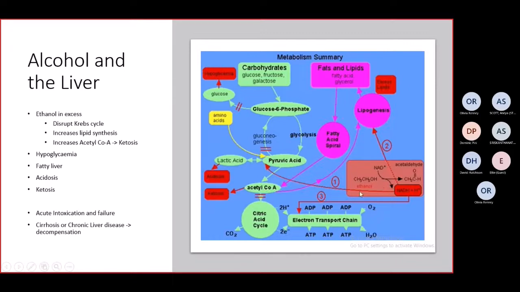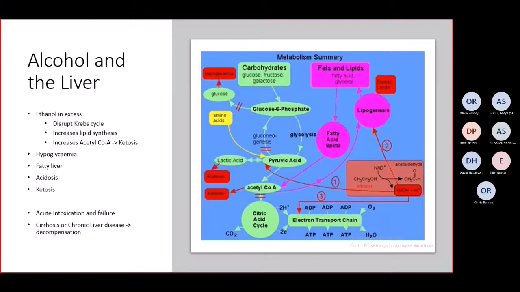So we've got our ethanol here. That's our alcohol. The main problem is that it's going to turn into acetaldehyde, and this is a problem because it is very, very toxic to our liver. Our liver is our detoxer, so if you've got something that's going to toxify your detoxer, it's going to cause problems with everything else.